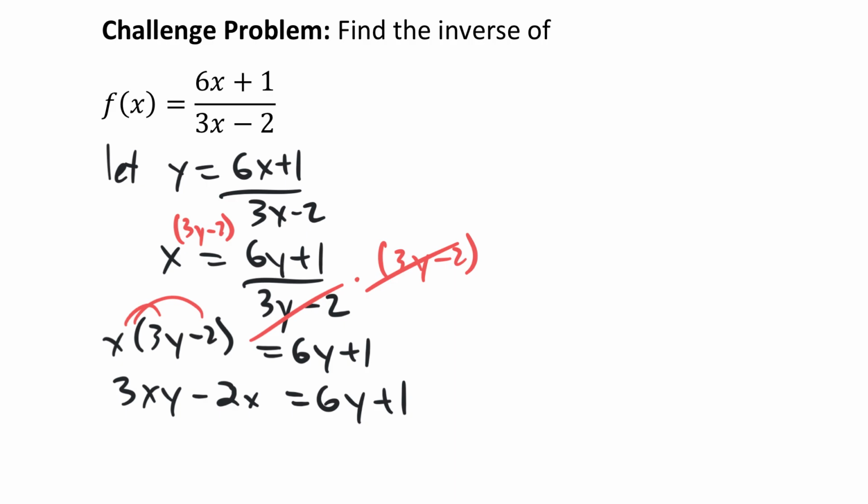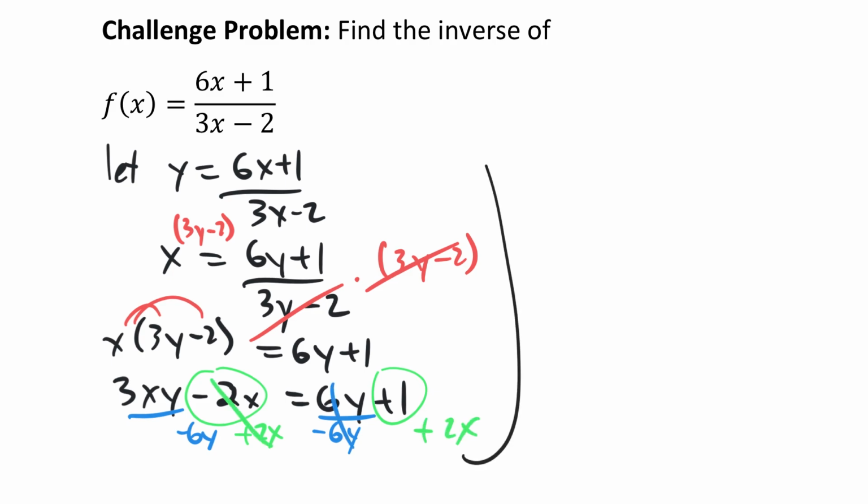Now, if you got here, good stuff. This is definitely a good start to the question, but we have to isolate for y. Remember, that's our goal. And it's a little tricky, but what I'm going to recommend is we move all the y's to the left side, and we get all of the non-y's to the other side. So to do that, we can subtract the 6y, and we can add the 2x. So those cancel, those cancel. That's going to give us 3xy minus 6y equals 2x plus 1.